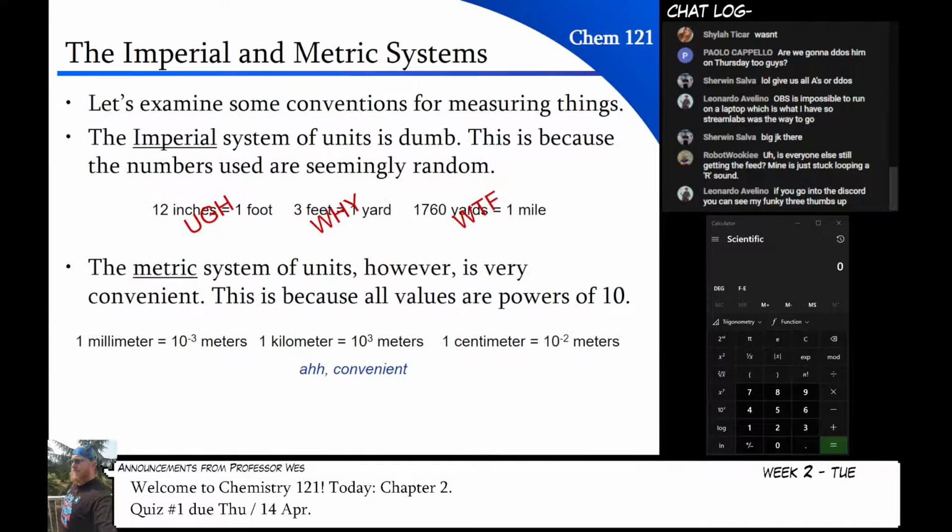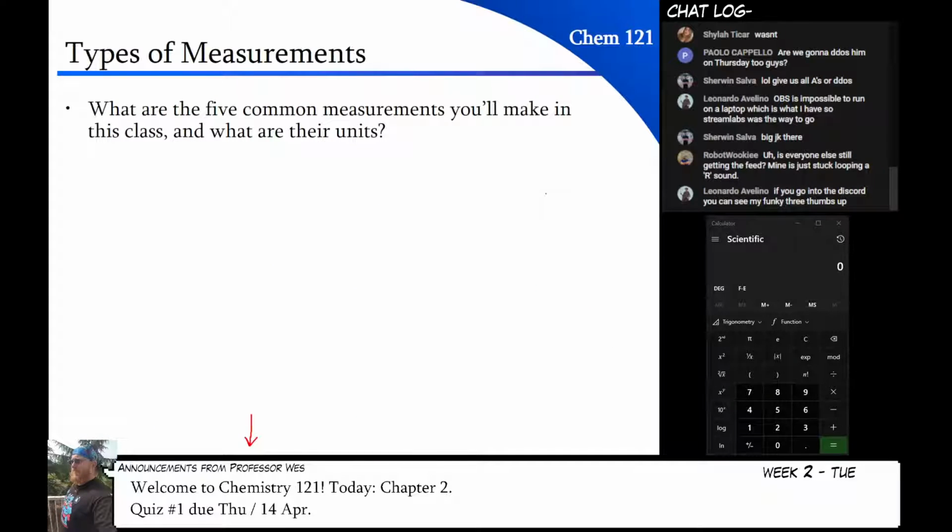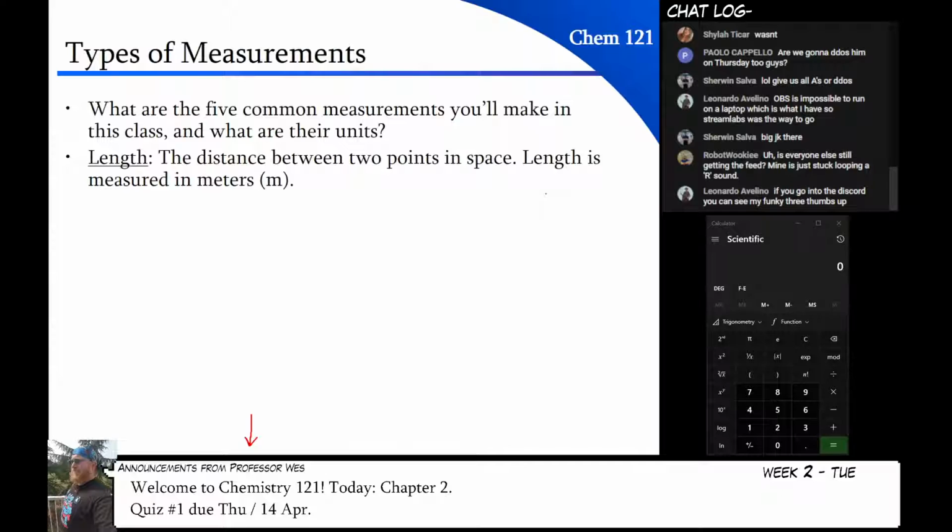All right, so let's go back. Let's talk about what we're going to measure in this class. We're going to measure 5 different dimensional units. Not 5-dimensional units, but different units that have dimensions to them. So the first unit that we're going to talk about is length. Length is the distance between any 2 points of your choosing, and the default unit that we're going to use is the meter.